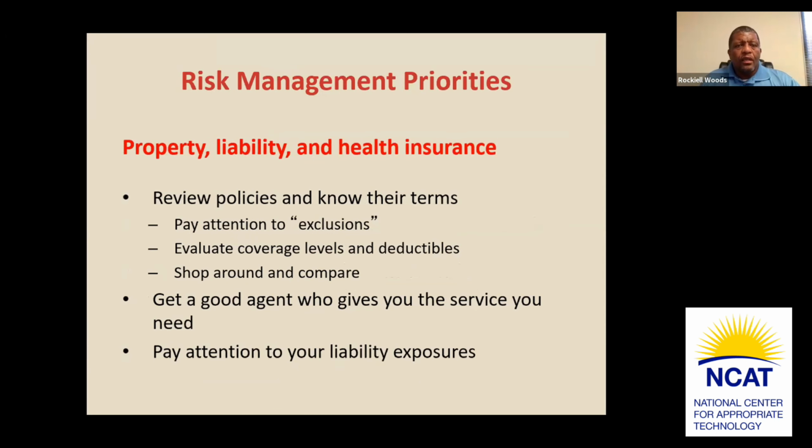Review policies and know their terms. Pay attention to exclusions. Evaluate coverage levels and deductibles. Shop around and compare. Get a good agent who gives you the service you need. Pay attention to your liability exposures.